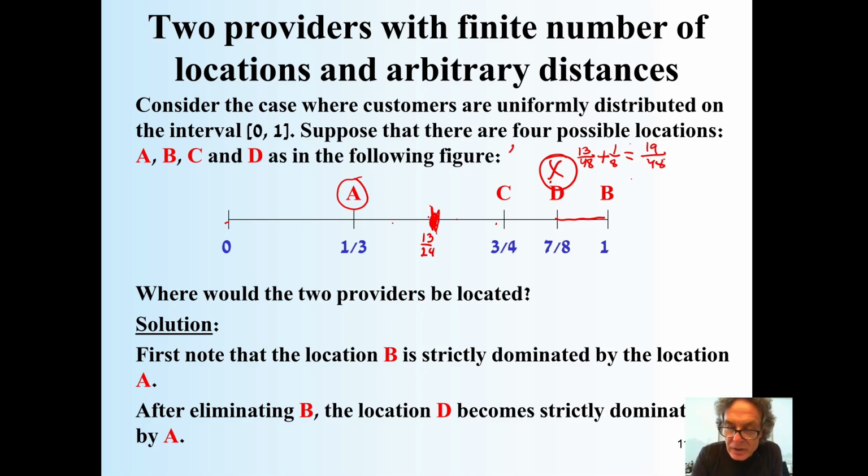It's less than a half. If I move to A, I'm getting 1/2. I should move to A. Conclusion: if I believe that you are in A, I should move from D to A.